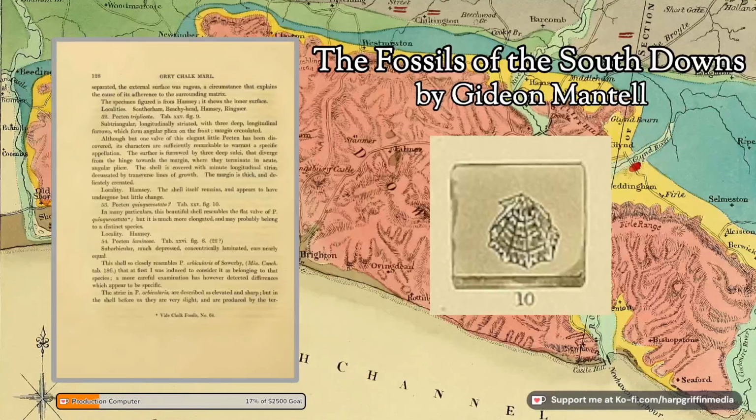53. Pecten quinquecostata. Tablet 25, Figure 10. In many particulars, this beautiful shell resembles the flat valve of P. quinquecostata, but it is much more elongated and may probably belong to a distinct species. Locality: Hamsey.